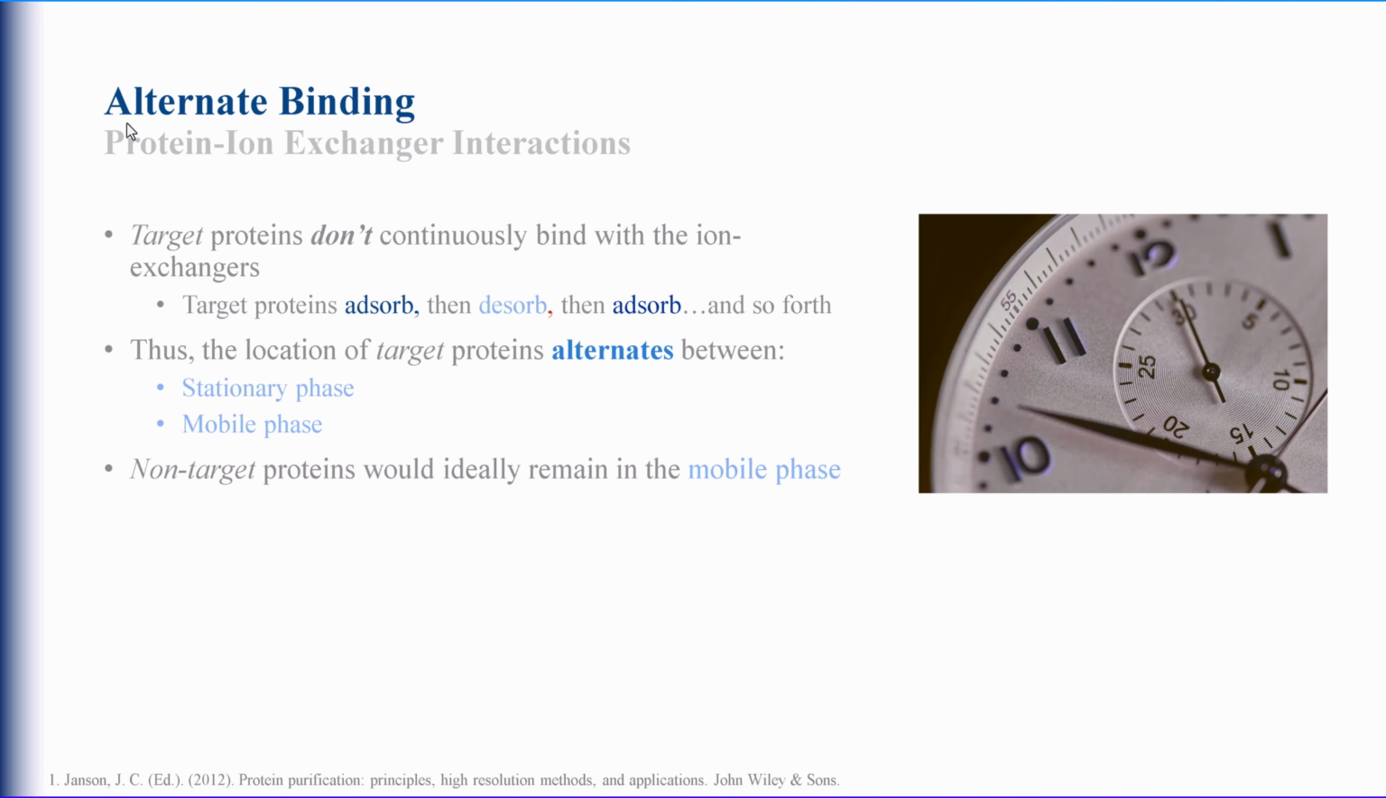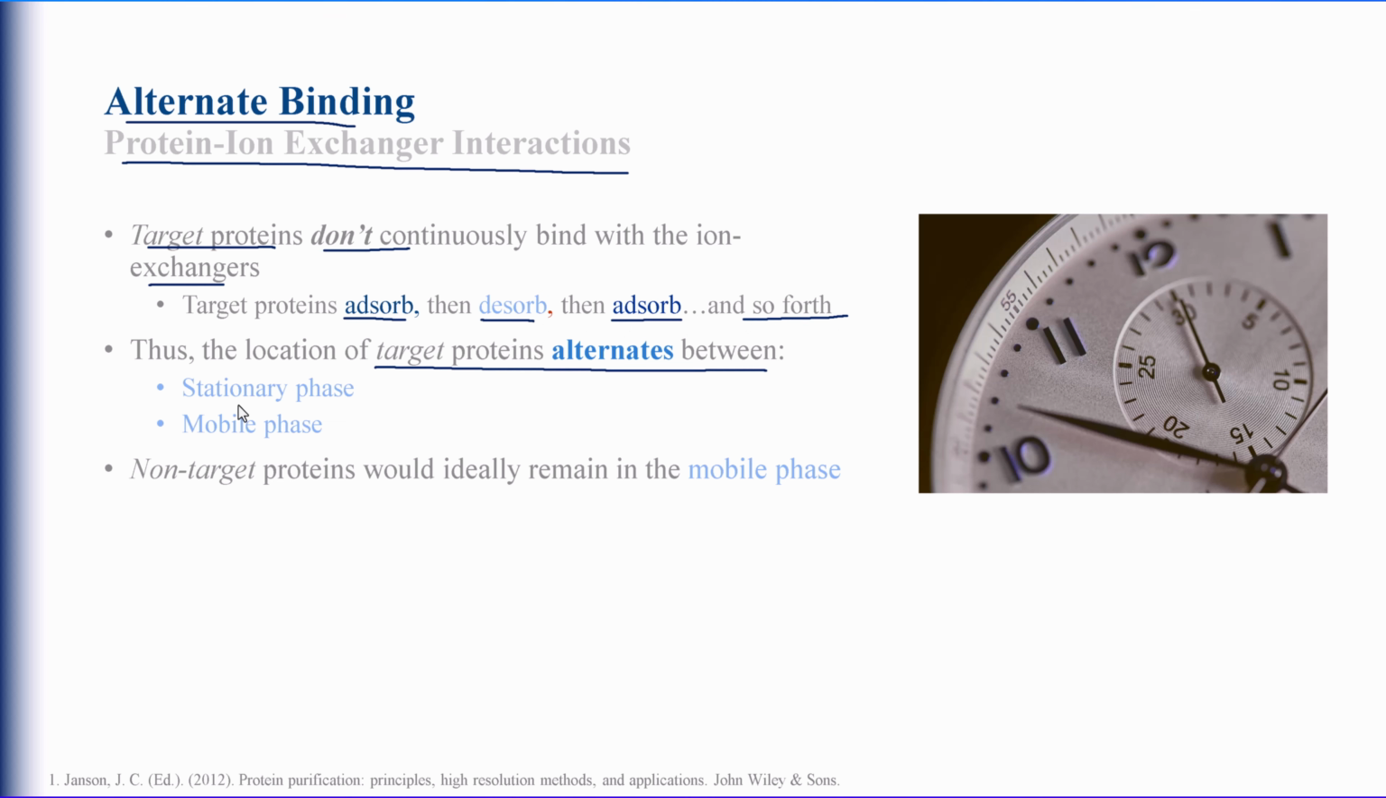Let me talk about alternate binding with relation to protein-ion exchanger interactions. So target proteins don't continuously bind to ion exchangers. Target proteins adsorb, then desorb, then adsorb, and so forth and so on. And thus, the location of target proteins alternates between the stationary phase and the mobile phase, and non-target proteins would ideally remain in the mobile phase.